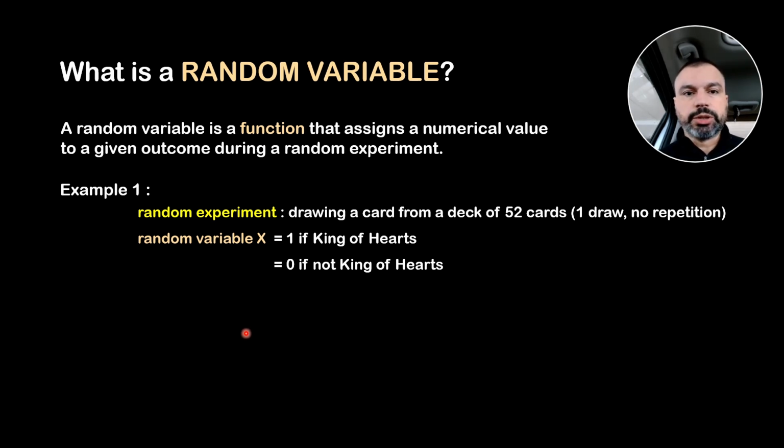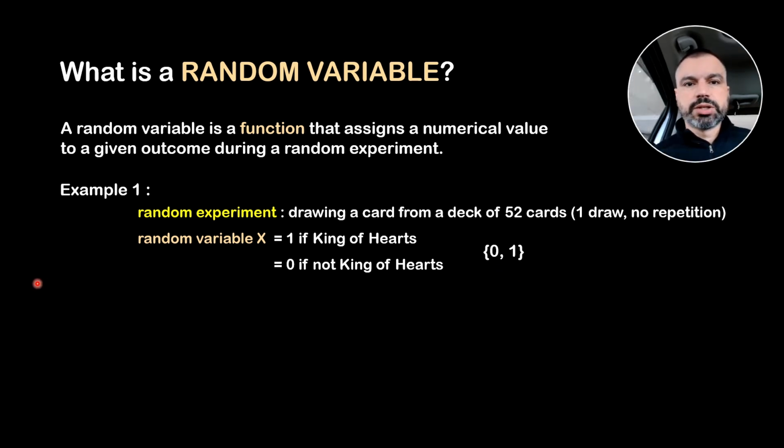And typically when we perform a random experiment that results in either success or failure, we represent success by 1 and failure by 0. So 0 and 1 are the two possible values for the random variable x. It's called a binary variable. X can take only two values, 0 when we fail, 1 when we succeed.